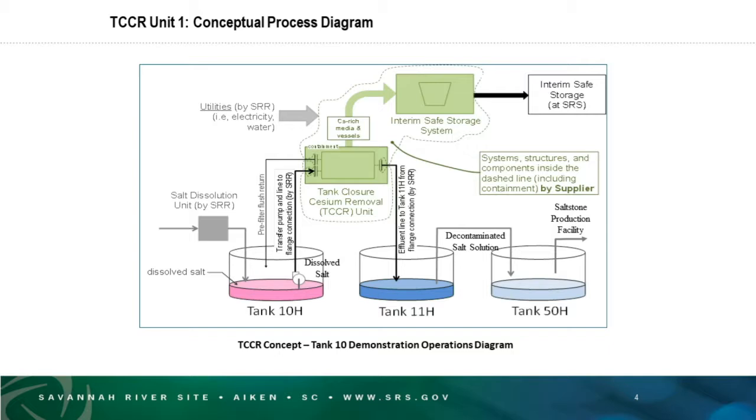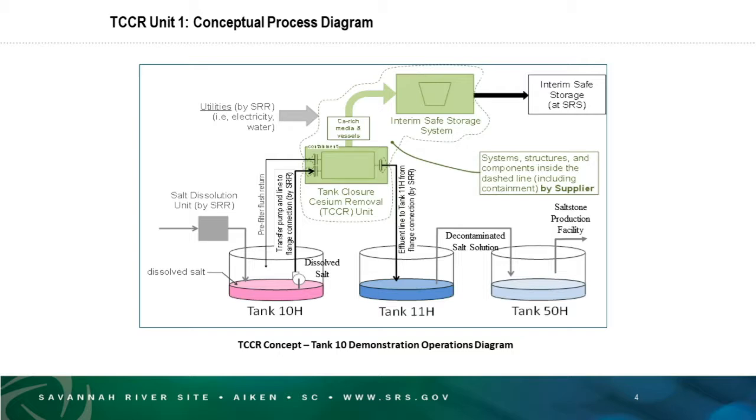What happens is after we get it all dissolved and ready, we pump it up. This is the ticker unit itself. It goes into that unit and flows through columns that are filled with an ion exchange resin that absorbs the cesium out of that waste stream. Coming out the back end is a decontaminated salt solution, a stream that's had the cesium removed. That can then get sampled here in tank 11, and we'll verify that it does indeed meet the acceptance criteria for the saltstone facility. And once it does, we'll pump it on over to tank 50, which is our dedicated feed tank for that facility.